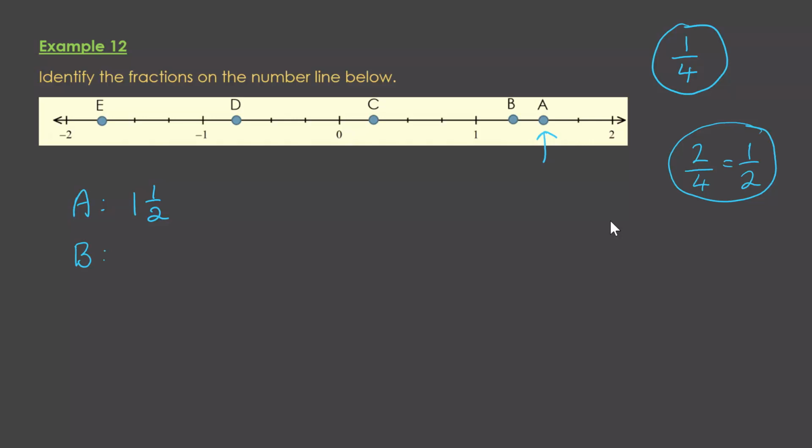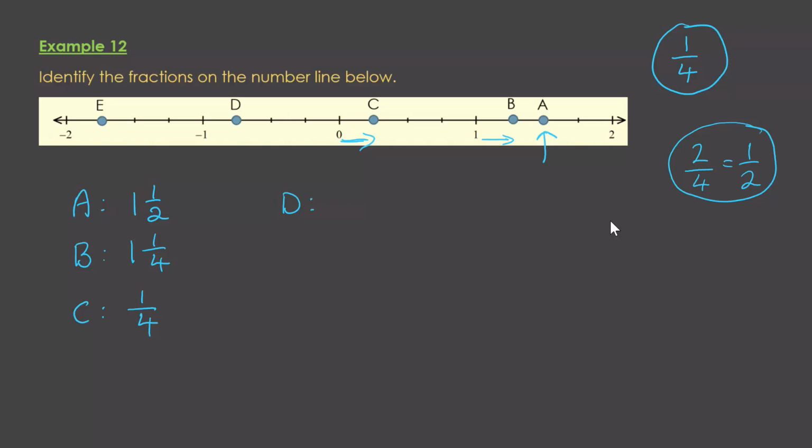If we look at B, that's 1 and 1/4 because we go 1/4 on from 1. So that's 1 and a quarter. Look at C, that's just one division above 0, and therefore that is just simply a quarter.